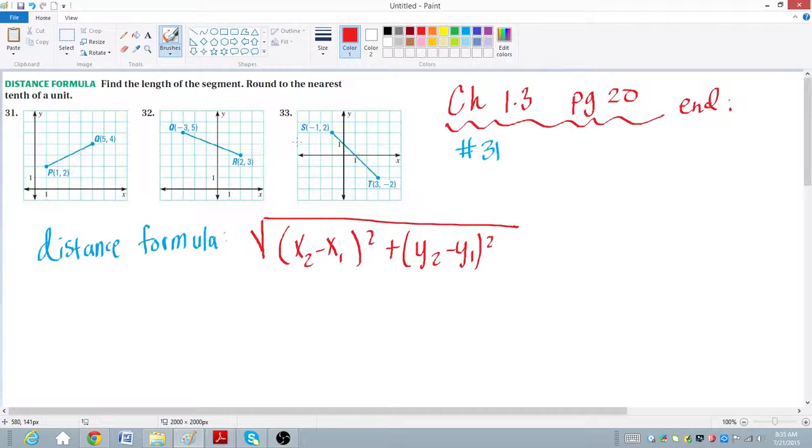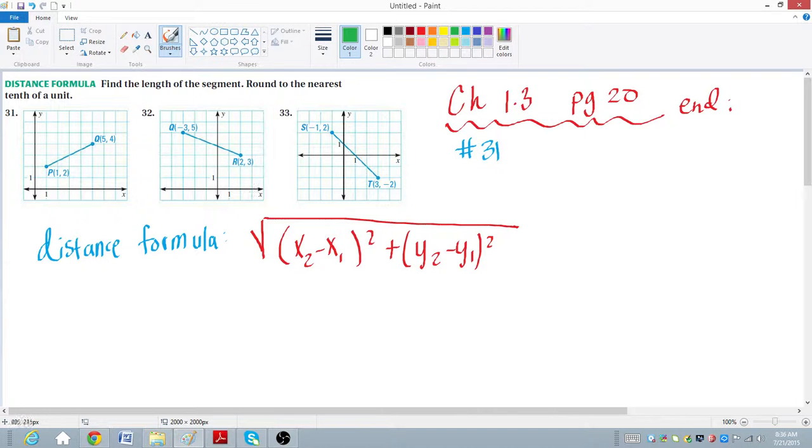Alright, this will be the last segment for chapter 1.3, and I'm doing number 31. This involves the distance formula. Make sure whenever they say find the length of a segment, that means the length, then you're going to use the distance formula. When you're given 2 points, you can use the distance formula.